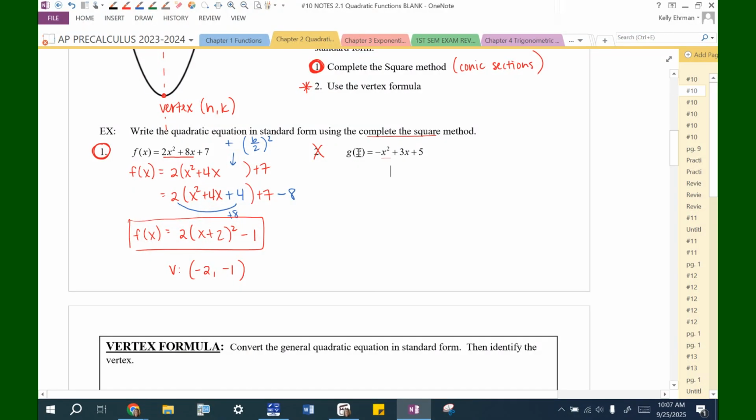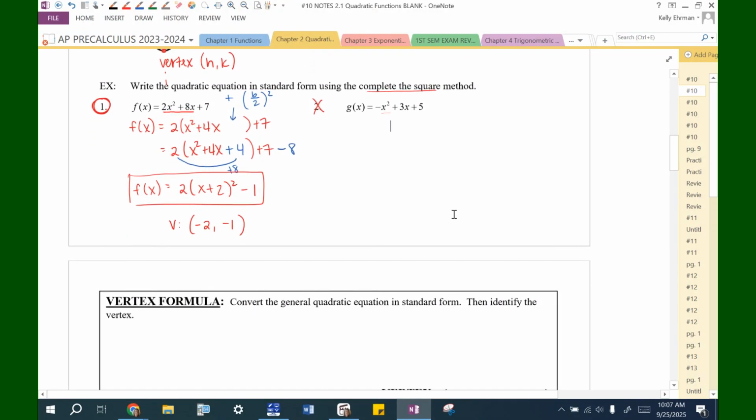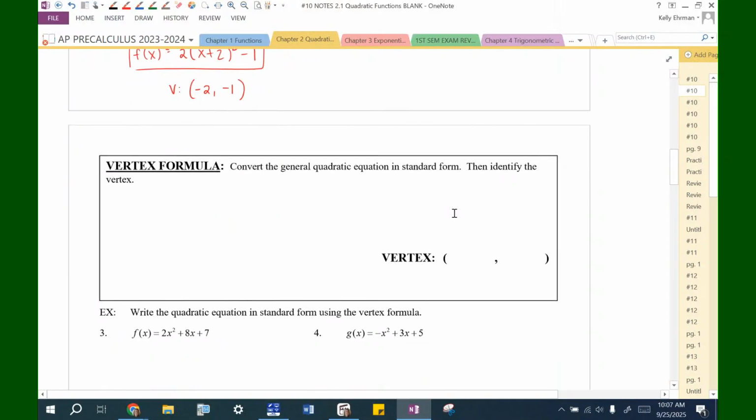Instead of doing this with complete the square, to keep these notes shorter, I would like to skip to the vertex formula. Now, I'm not going to prove the vertex formula here with complete the square, again, just to keep these notes shorter. So remember, we are trying to get vertex form, which is this.